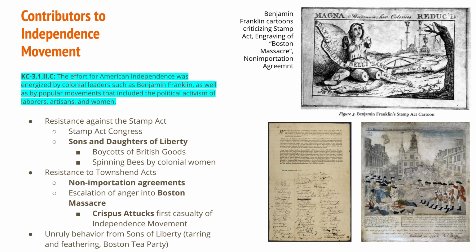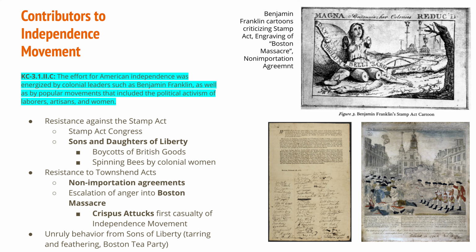So we have non-importation agreements again. And in Boston, this escalates into the Boston Massacre. You had some Sons of Liberty harassing British troops in March of 1770, and the British troops end up retaliating against the colonists that were harassing them. This leads to the killing of some of the colonists, and Crispus Attucks, who is normally seen as the first casualty of the independence movement, was one such casualty. So he was of mixed African and Indian descent.